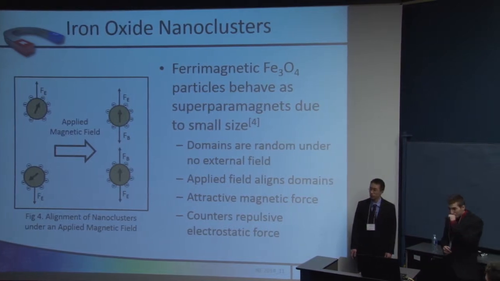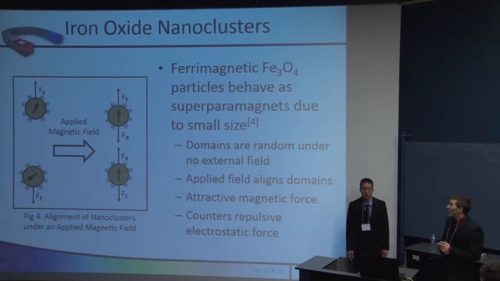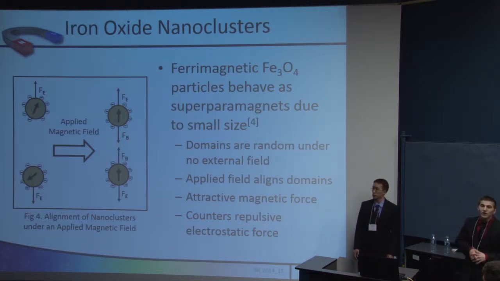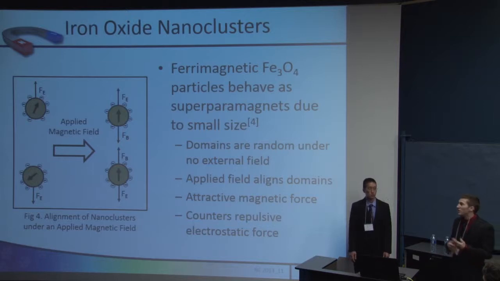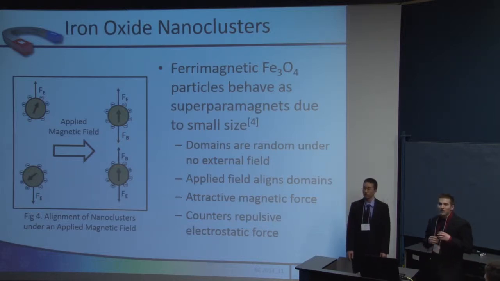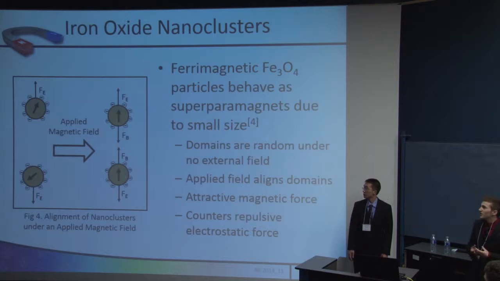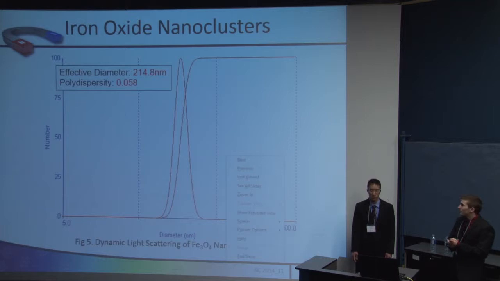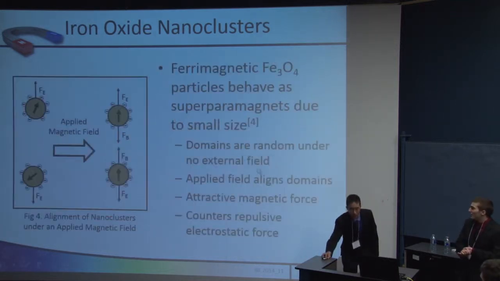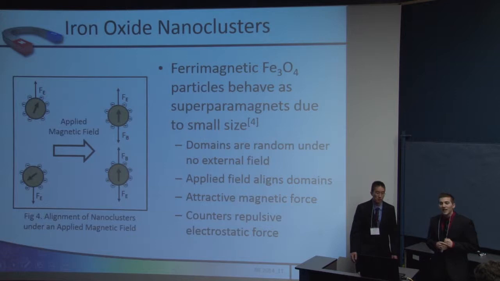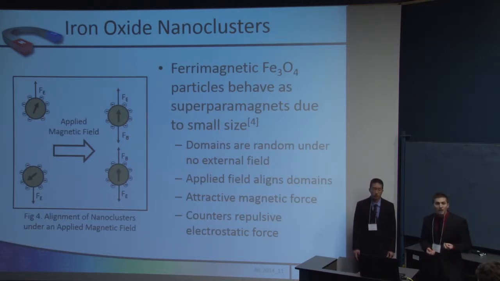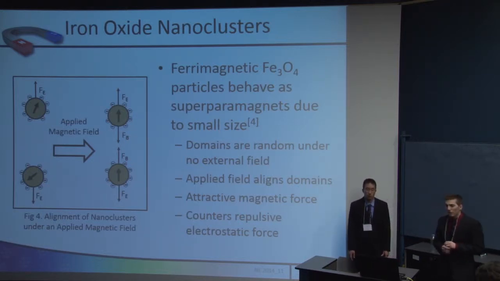So these ferrimagnetic Fe3O4 particles are at the size that they behave superparamagnetically, meaning that under no applied magnetic field, their domains are on average random, and the particles don't exert a magnetic force between each other, and the only force acting on them is the repulsive electrostatic force. However, once a magnetic field is applied, then the domains will align and the particles will attract each other. This will result in the magnetic force between the particles countering the electrostatic force.